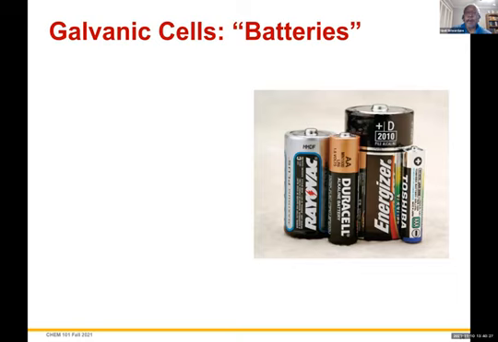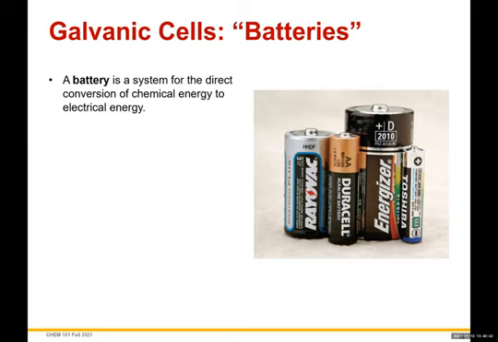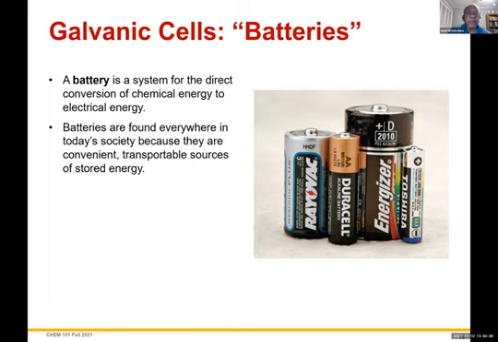Galvanic cells are batteries that are made from different redox reactions. You can pick up a redox pair, half reactions, and produce many kinds of electrochemical cells. A battery is a system for the direct conversion of chemical energy to electrical energy. Batteries are found everywhere in today's society because they are a convenient and transportable source of stored energy.